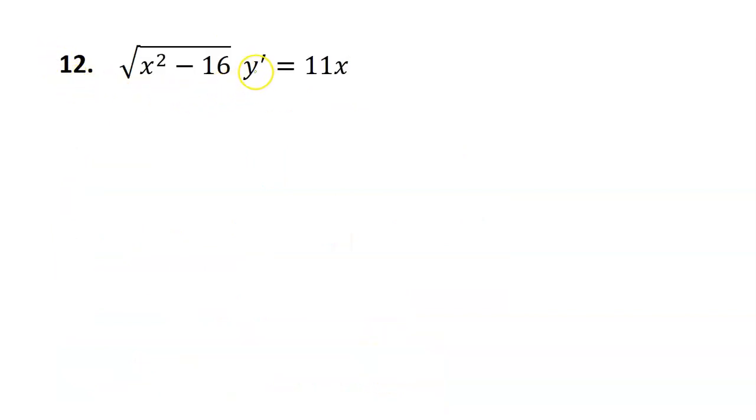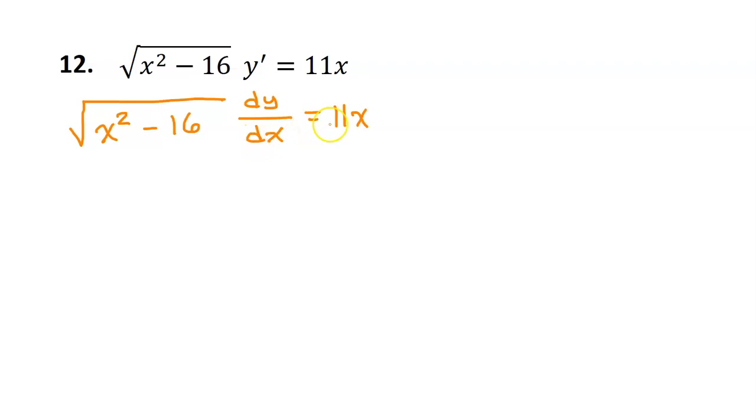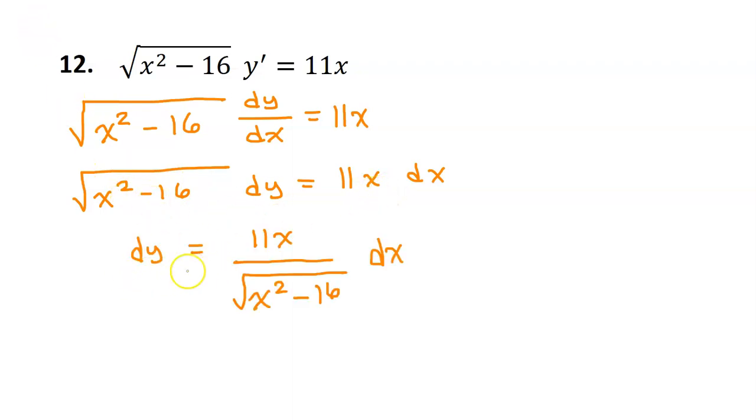For number 12, let's start by rewriting y prime as dy dx. Multiplying both sides by dx will move the dx over there. I want to get all the x's on the right-hand side, so let's divide both sides by this radical. So we have this. Now let's integrate both sides.